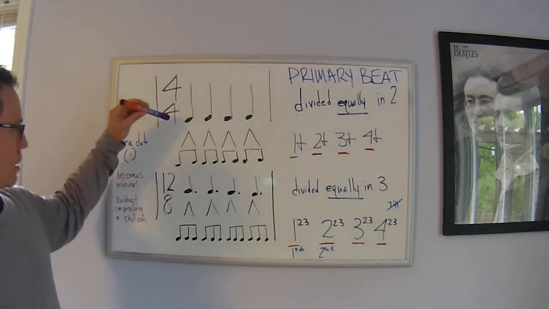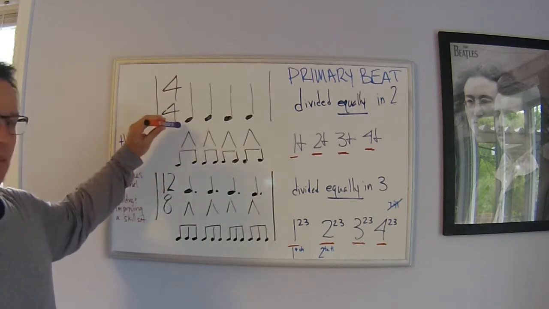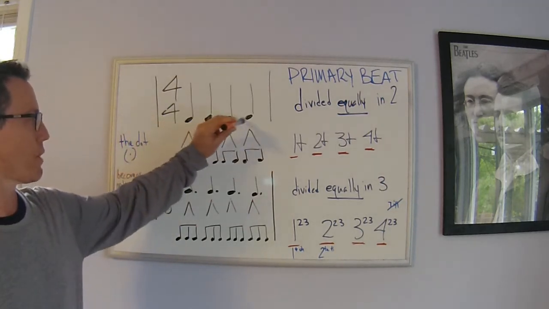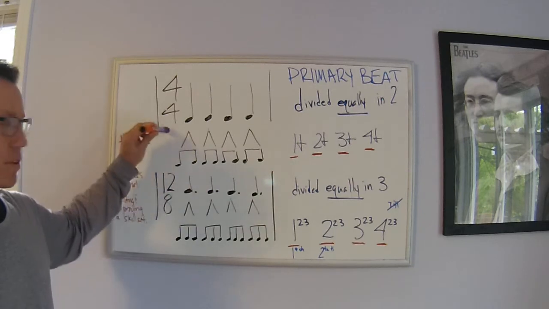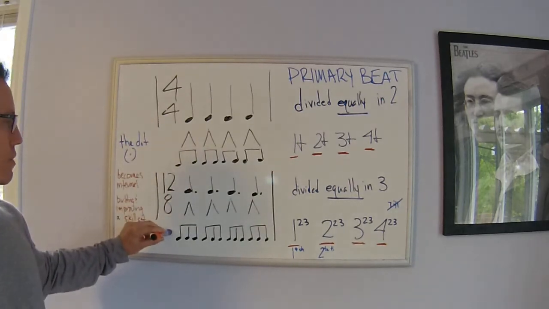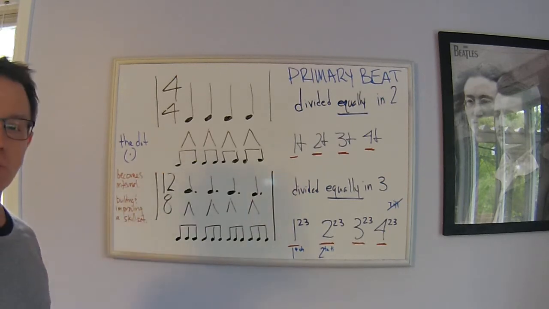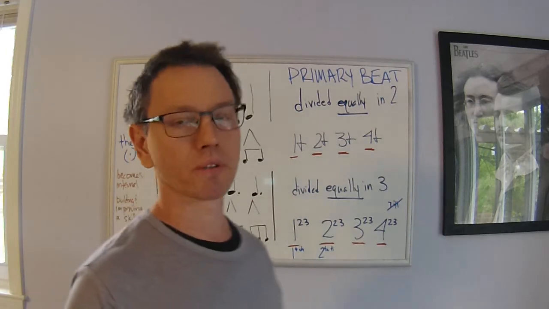Understanding the similarity between 4/4 and 12/8 is important. You have 4 primary downbeats per measure. Here you're subdividing in 2, here you're subdividing in 3. And this is a skill that's really important to have as a musician.